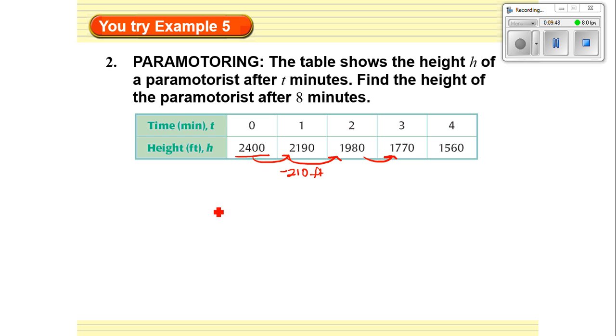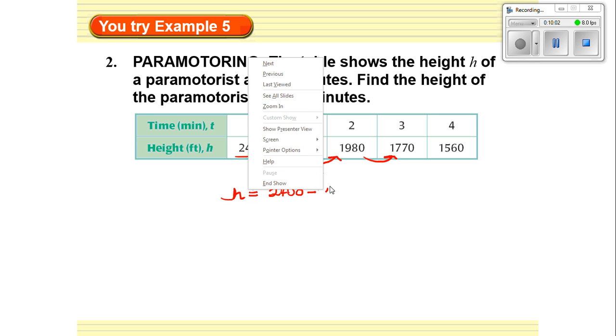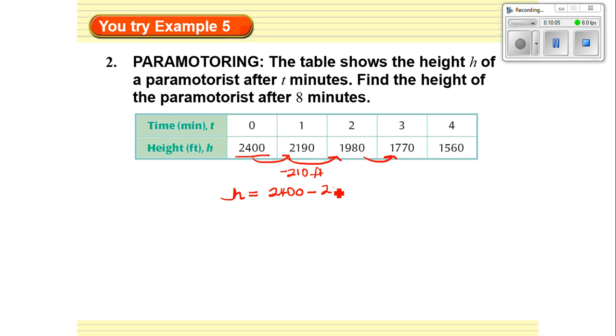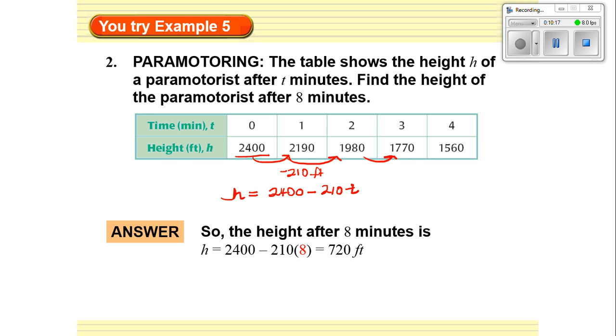So we know that we are looking for the height of the paramotorist. After the initial, we have an initial amount minus 210 feet per minute, and for the minute we're going to use t, as in time. So then with this we can plug in our 8 for time and we will get 720 feet.